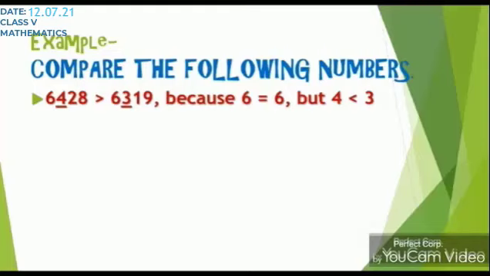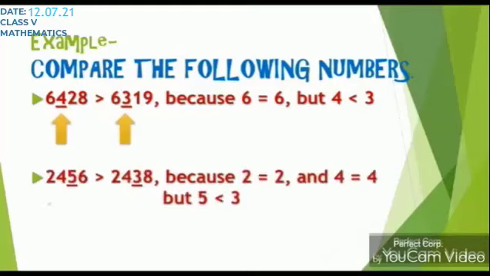Moving toward the right, the next digit in the first number is 4, while in the second number it is 3. So when we compare 4 and 3, we can see 4 is the greater one. So we will write 6428 as the greater number.